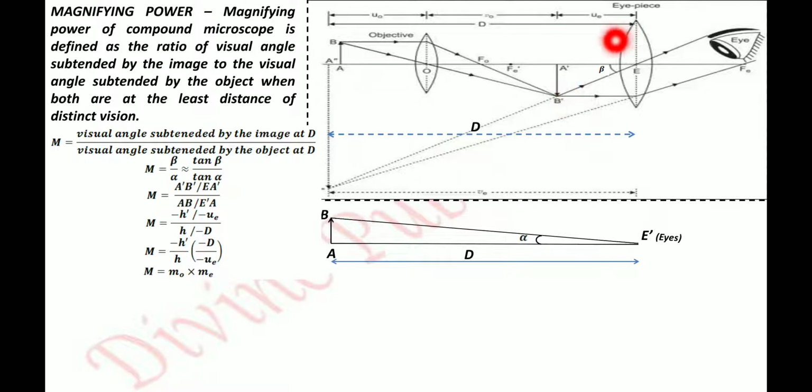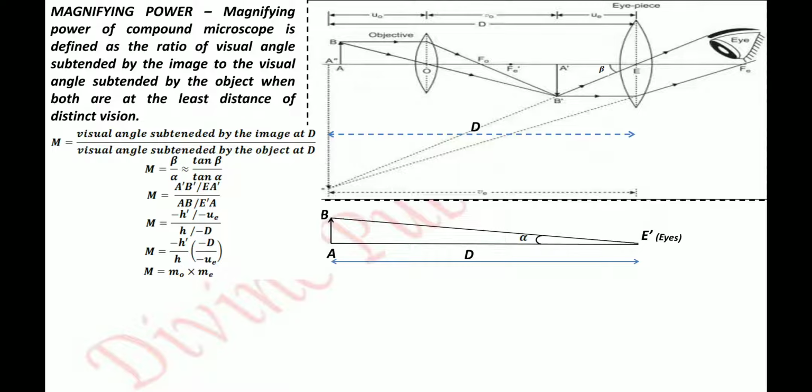Here, this U naught is the distance from the lens to the image. This image is serving as an object. It is denoted by U naught. So U naught is the distance. Minus U naught is written because we are moving leftward. So A dash B dash upon minus UE, it is not U naught, it is UE, upon AB. AB is the height of the object, it is H, upon minus D. Again we are moving leftward.